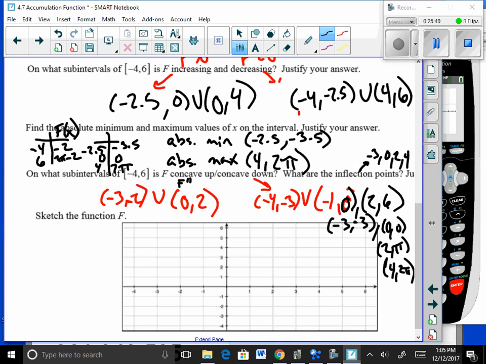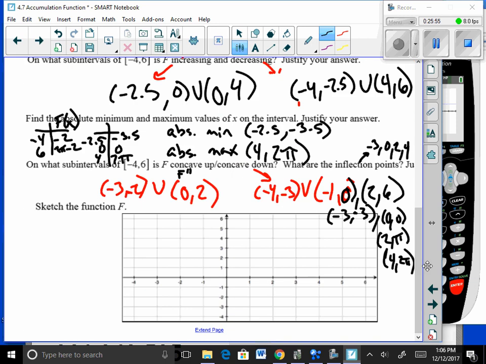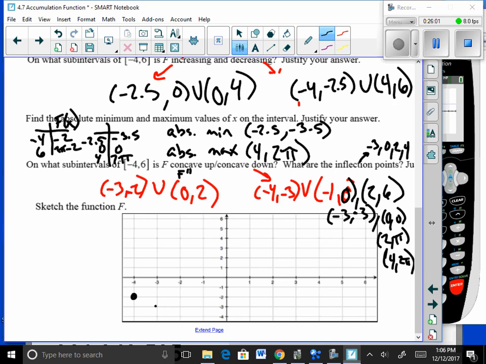Okay, now it wants me to graph f. So what I would do is start by graphing all the individual points we know, like -4, -2. And then I would graph -3, -3. What's the next? 0, 0, okay. Then 2 comma pi, and pi is about 3.14, so up there. And 2 pi is about 6 point something, so we're up there. And what's 4 point something? Okay, so 6 comma 4 point something, about there.